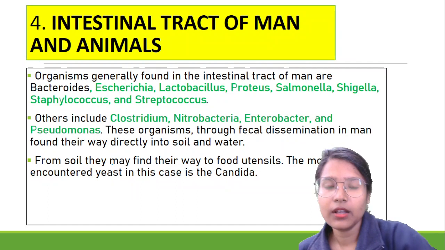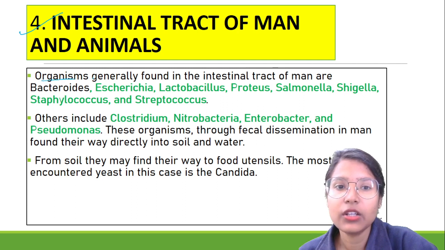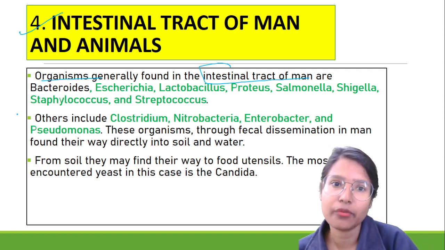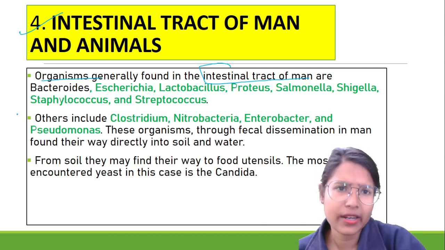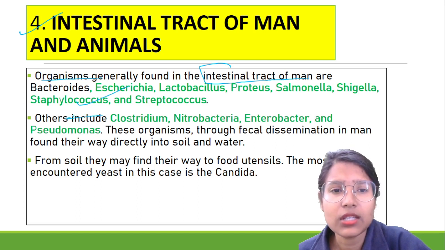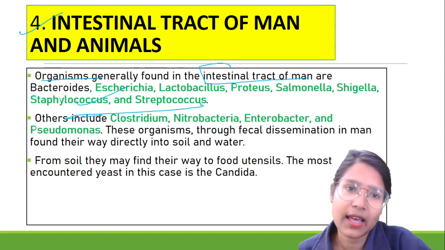Now the next one is the intestinal tract of man and animal. Here the organisms are generally found in the intestinal tract of man, right. In the intestinal tract of man and animals, a lot of microorganisms are present, like Bacteroides, Escherichia, Lactobacillus, Proteus, Salmonella, Shigella, Streptococcus and Staphylococcus. So these are the microorganisms present in the intestinal tract of man and animals.